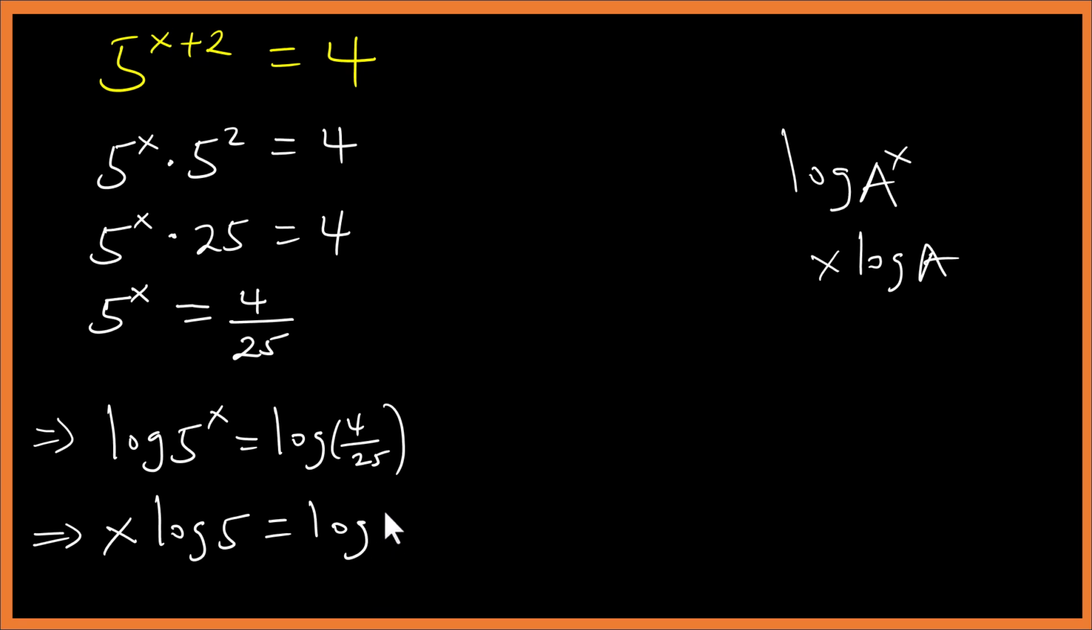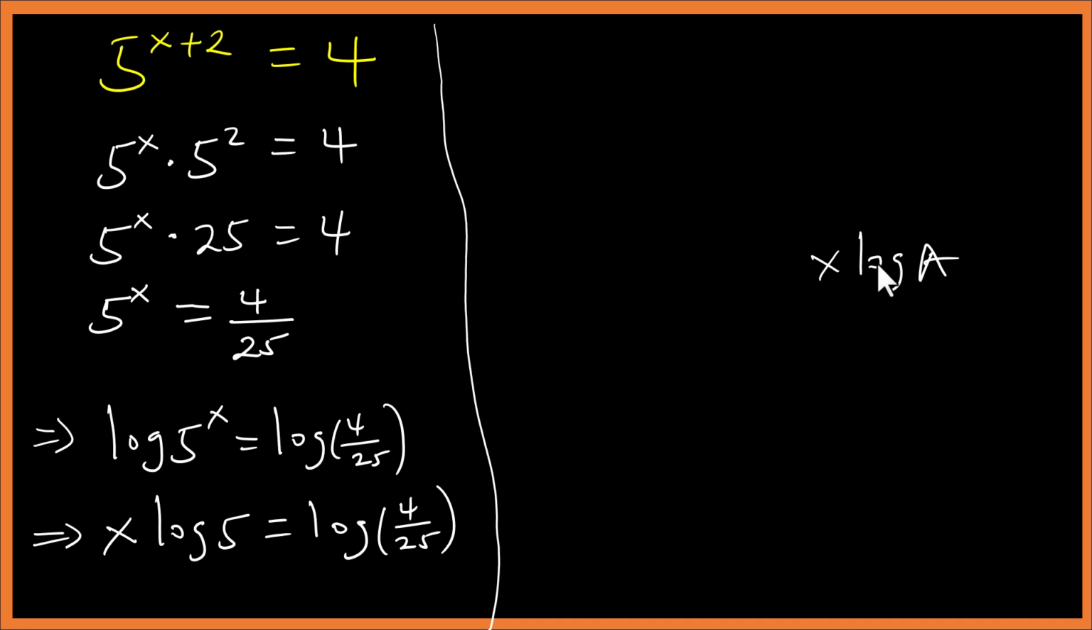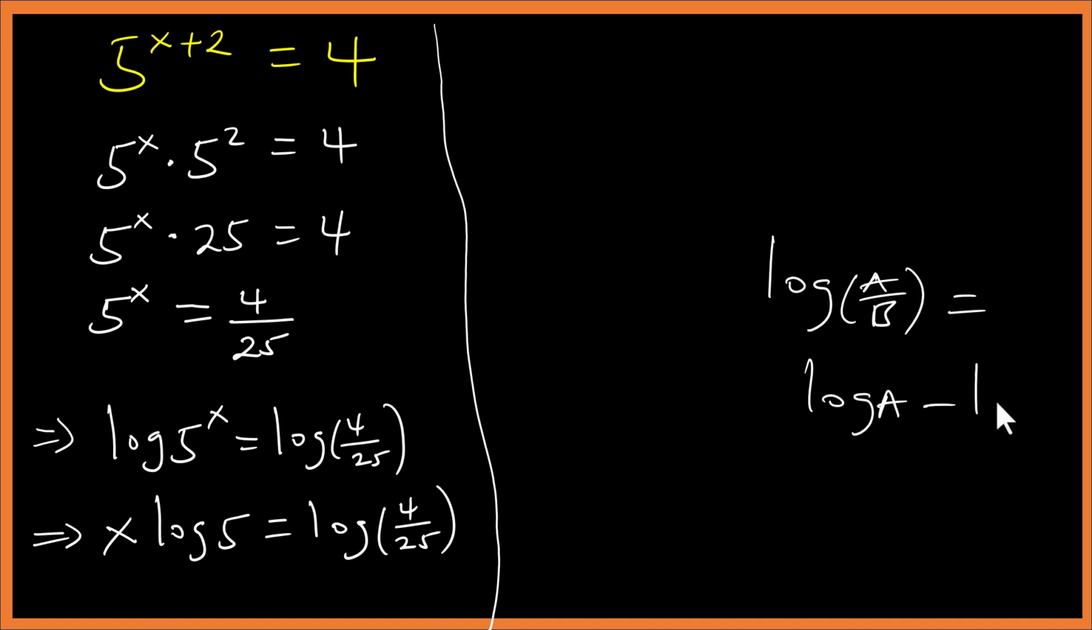equals log 4 on 25. Okay, all right, so let's observe the right hand side. Now when we're given log a on b, it is the same as log a minus log b.